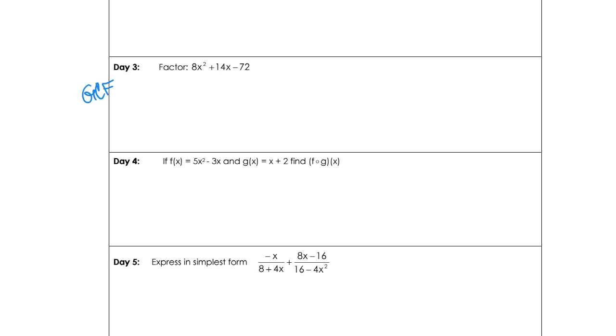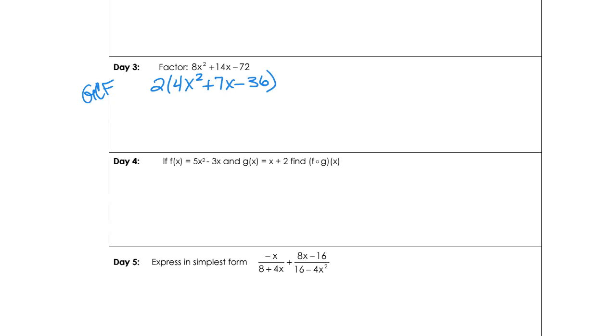And 8 does go into 72, but 8 does not go into 14. The only numbers that go into 14 are 14, which we can't do because you can't pull 14 out of 8, and 7, which you can't pull out of 8, and 2. And so I guess it is 2. So we're going to go ahead and pull 2 out. We'll be left with 4x squared plus 7x minus 36.